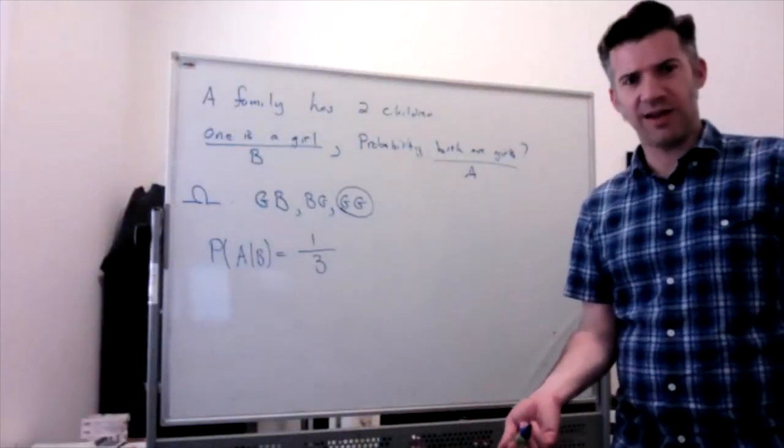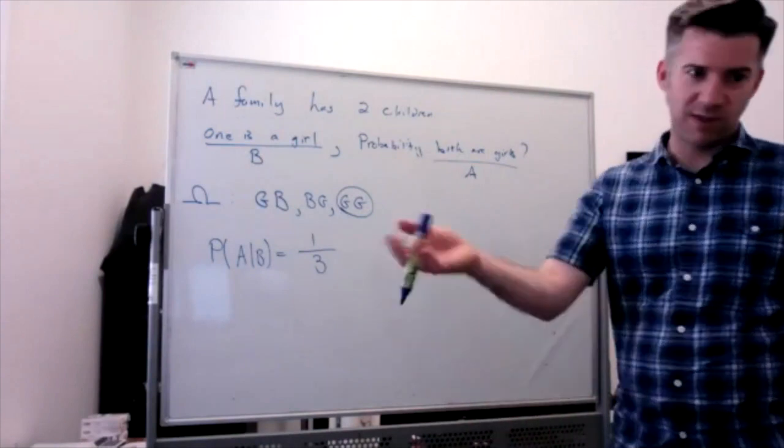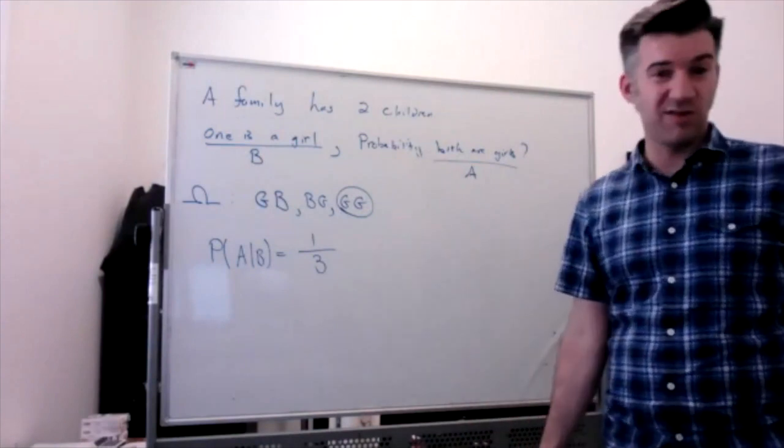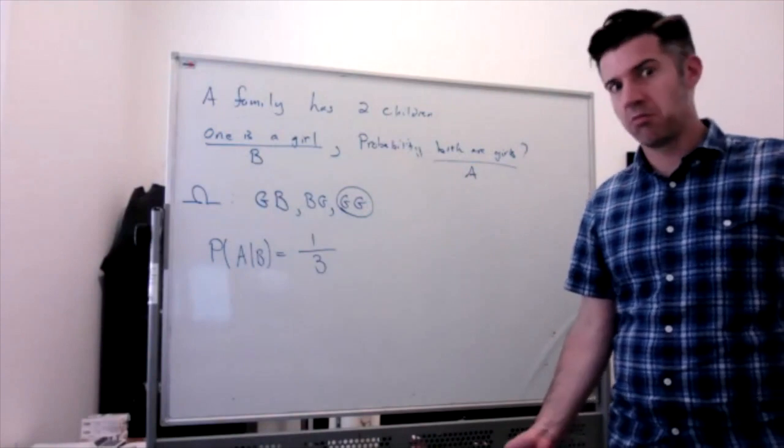Someone said they had 2 kids, you saw one of them was a girl, you'd be like, oh, well, then yeah, there's a 50% chance. There's actually a 1/3 chance that it was a girl.